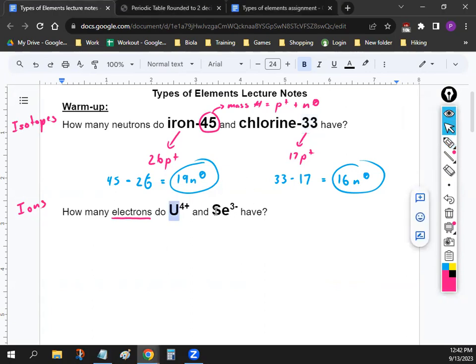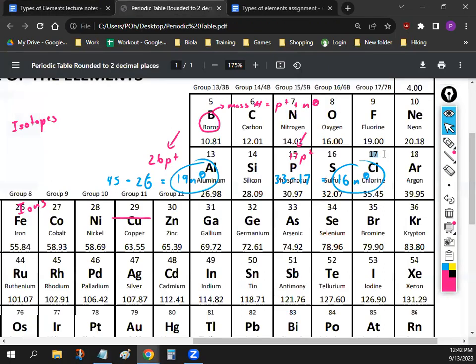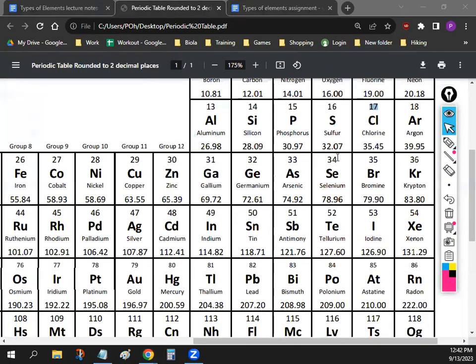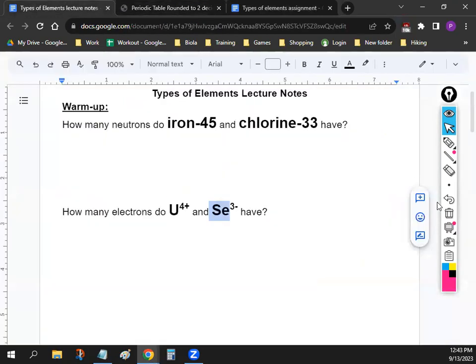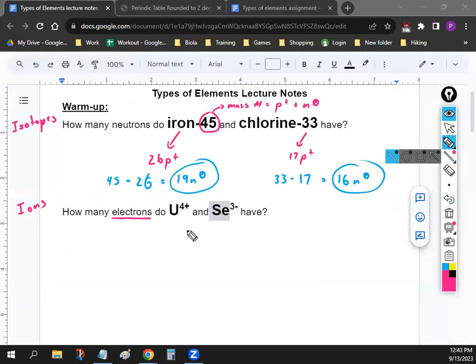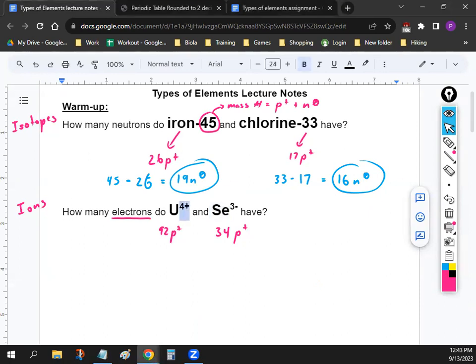So we're going to look at U and Se. So go to the periodic table. You'll see Se is 34 and U down here is 92. So we got 92 and 34. Okay, so 92 protons, 34 protons. Okay, the one thing that we need to keep in mind before we find the electrons is we need to look at the charge. So is it positive or is it negative?